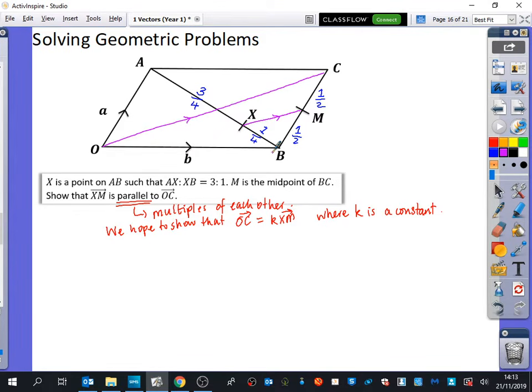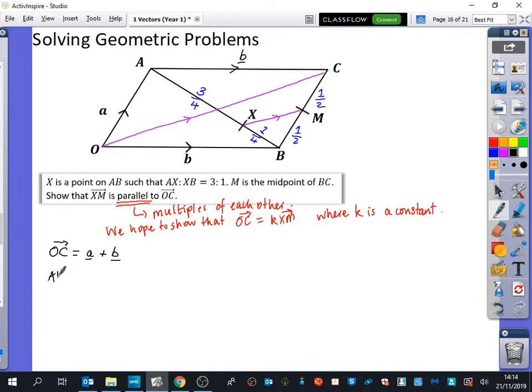Okay, we're definitely going to need to find out what O to C is. I think that's definitely going to be important. Anything else? And AB. I think we're also going to need to use AB at some point, something to do with X, because X is on AB. So I'm going to start off and find out what OC is. To get from O to C, I go A plus B. This one is also a B over here because they're parallel to each other. It's a parallelogram. So OC is A plus B.